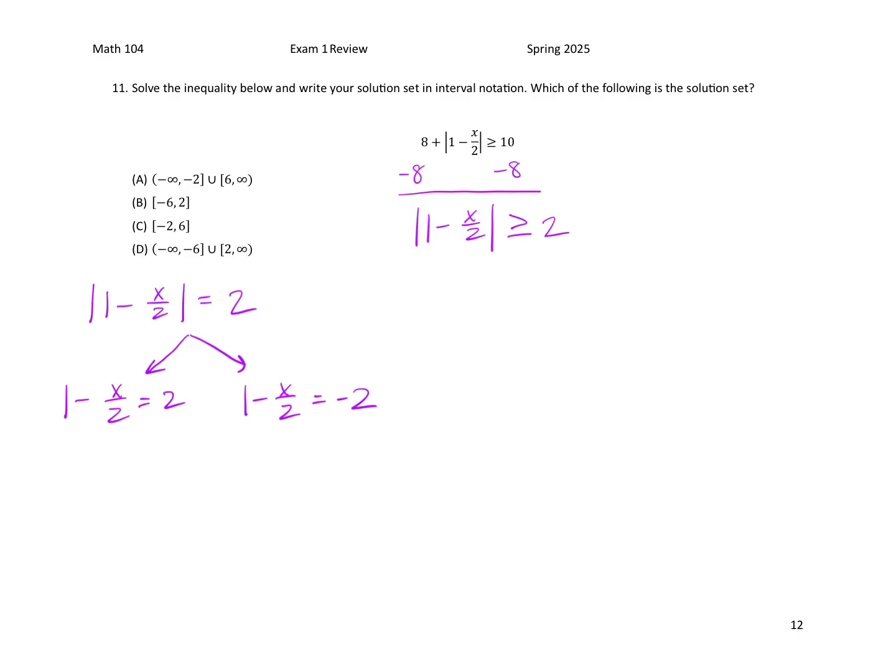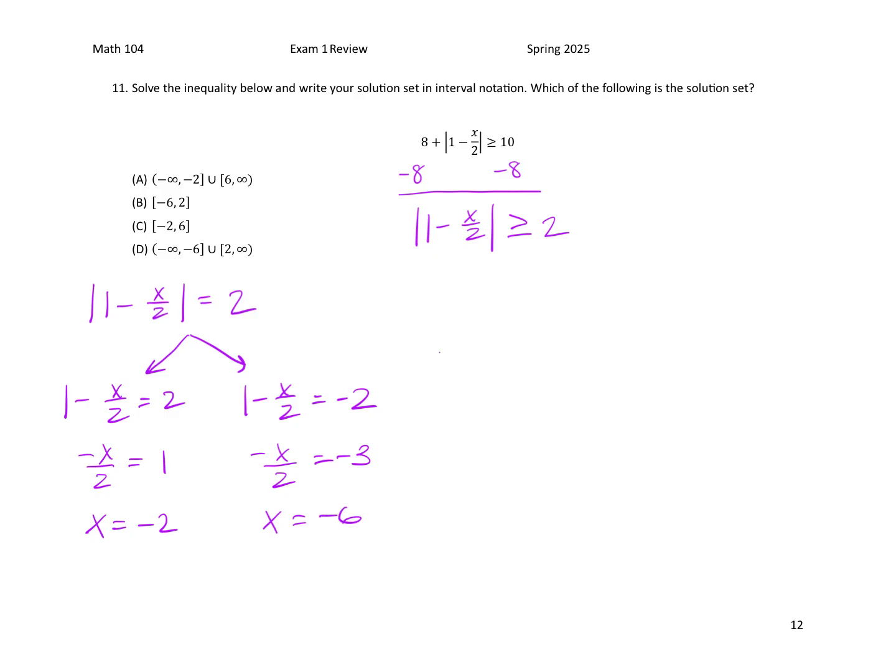So let's see, I'm going to subtract 1 from both sides and I get negative x over 2 equals 1. Multiply both sides by negative 2 and I get x equals negative 2. Right, and then the other equation, I get negative x over 2 equals negative 3. Multiply both sides by negative 2, so I get x equals negative 6.